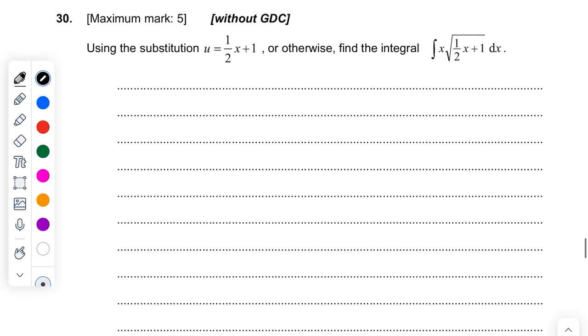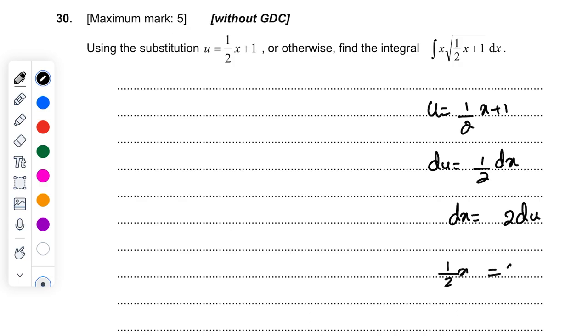Now coming to question number 30. Using the substitution u equals 1 upon 2x plus 1, find the integral of this. So u equals 1 upon 2x plus 1. So du equals 1 upon 2 dx. So dx equals nothing but 2 du. Then again, 1 upon 2x equals u minus 1, x equals 2u minus 2. So it becomes the integral of 2u minus 2 times square root of u and dx. What is dx? 2 du.